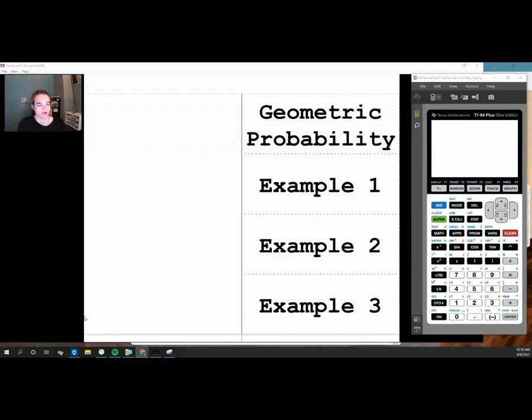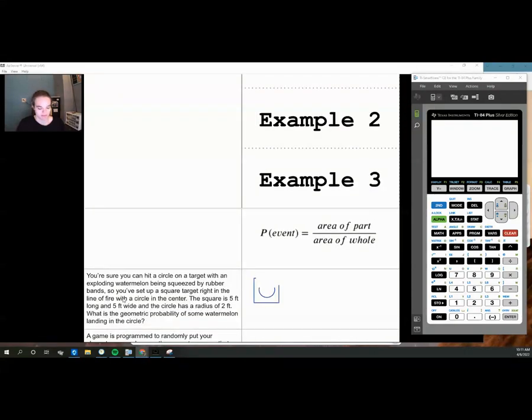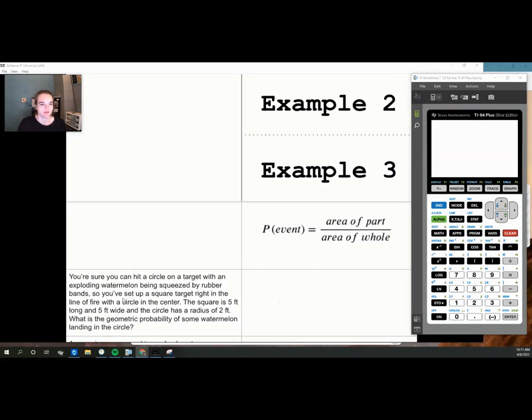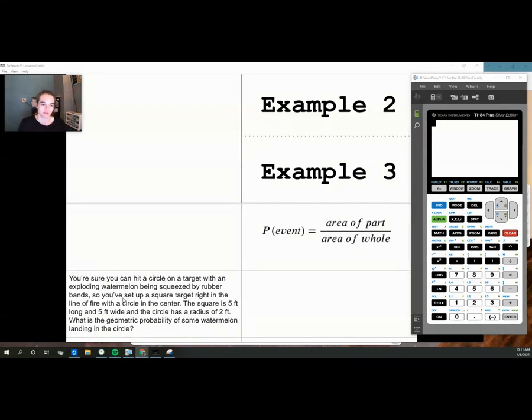All right, guys, so today we're going to talk about geometric probability. Before we do that, we need to talk about what that actually is. Geometric probability is literally like you're given an area of something, you want to find the probability that whatever event it's talking about is going to be true. And what we're going to do is take the area of the part and divide it by the area of the whole.